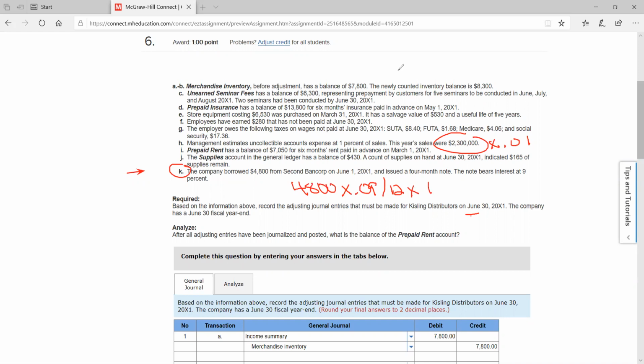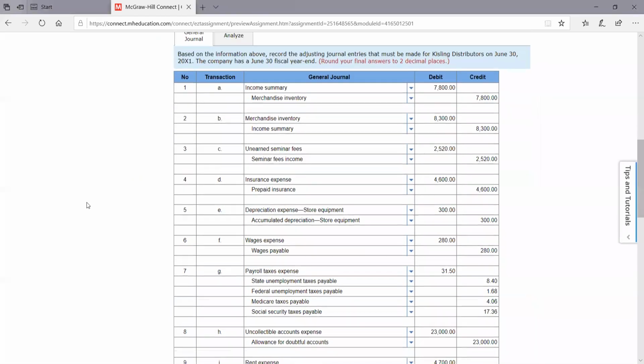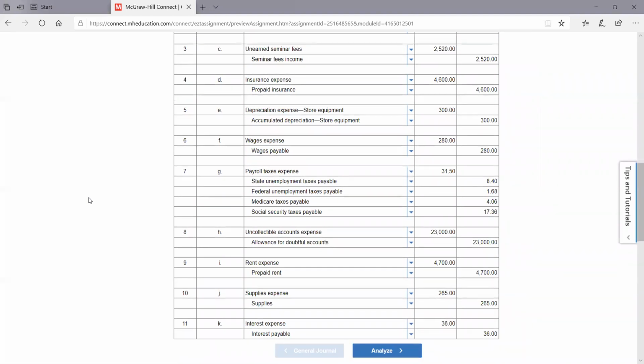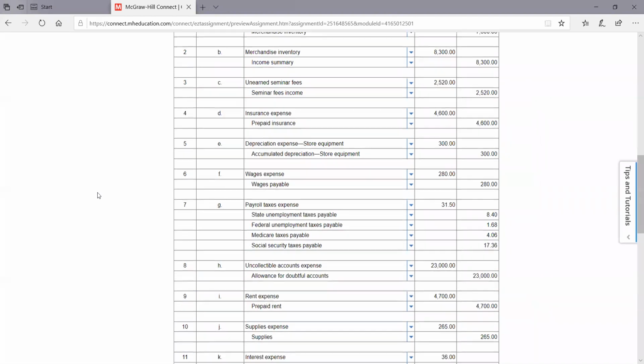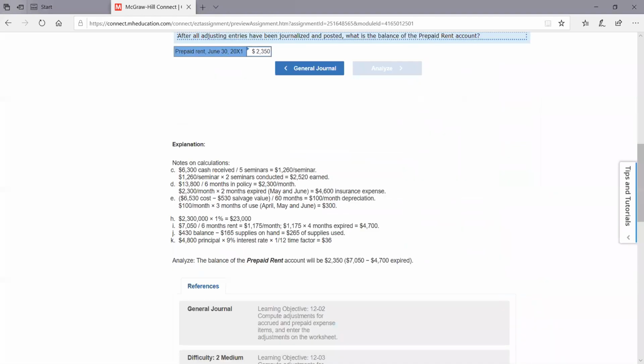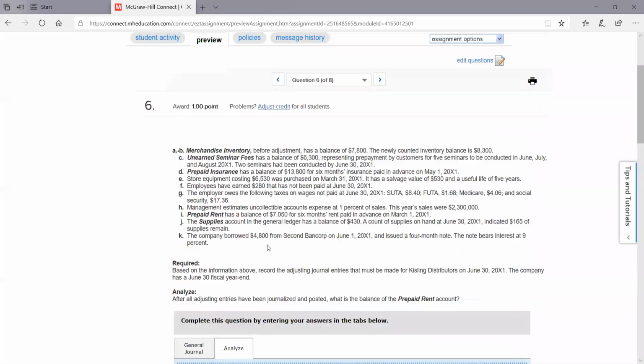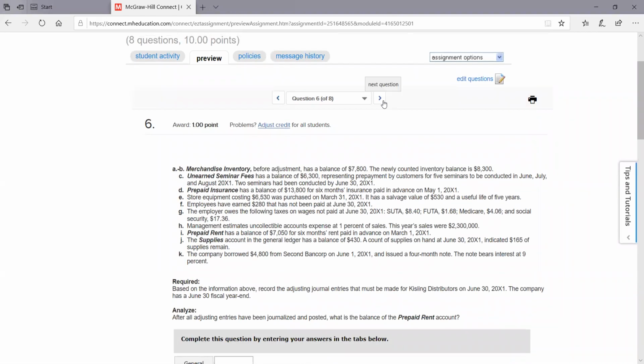So let me just page down and show you some of these as you practice. These are what all the entries should look like. We've essentially done them all at this point. If you get stuck or have questions on any of these, you can email me. But remember, you have unlimited attempts on your homework, so just keep submitting these, and they should give you some hints as you go. The analysis is just telling you how much. It says after all adjusting issues have been realized, what's the balance of prepaid. So you just have to do an update to your ledger account. All right, that's number 6.